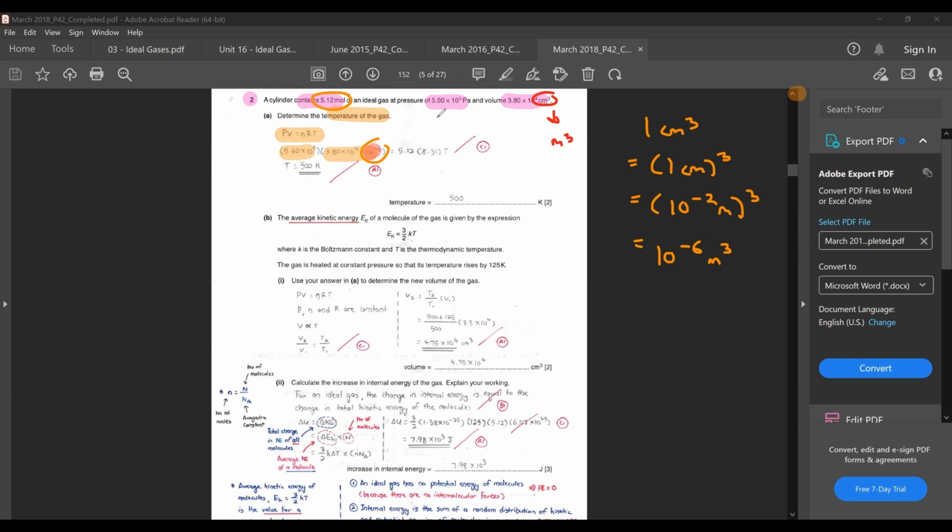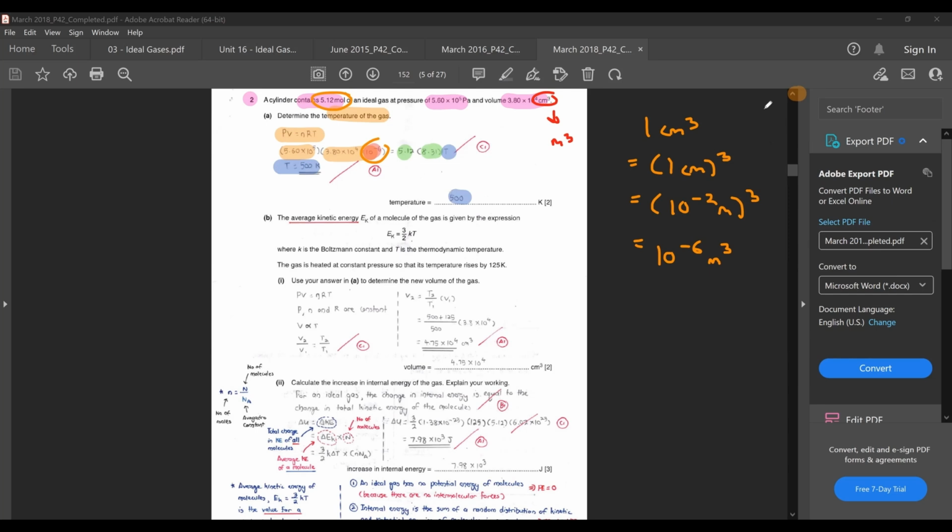Okay. And then your number of moles is 5.12. Molar gas constant is 8.31. You now can find out your absolute temperature or thermodynamic temperature. It's going to be 500 kelvins. Okay.